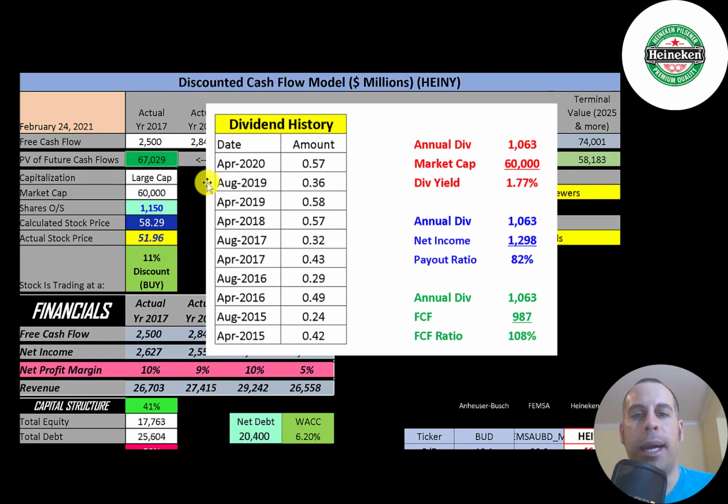They pay a semi-annual dividend. So in August and April, they pay a dividend. Their dividend yield is 1.77%. To calculate dividend yield, you could just sum up the last two dividend payments, take that number, and divide by the stock price. They pay out 82% of their net income and 108% of their free cash flow.